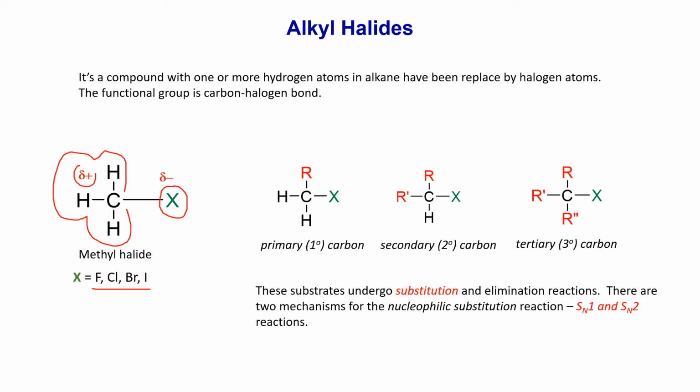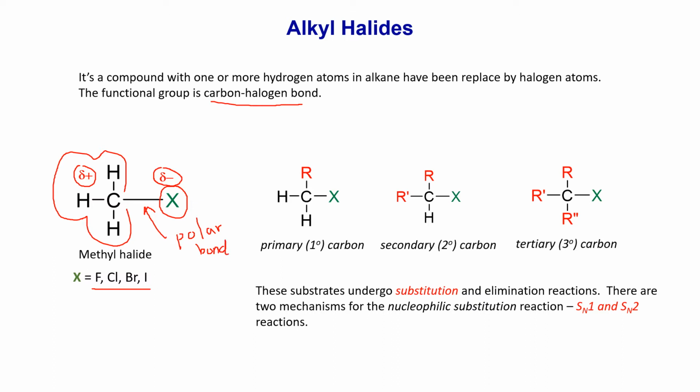Okay, but if you look at the structure carefully, the CH3 group will be partially positive at one end, and the electron withdrawing group is on the other end, so it is partially negative charge, right? We call this the carbon halogen bond. The functional group present in an alkyl halide is the carbon halogen bond, and it is a polar bond. I put a note here.